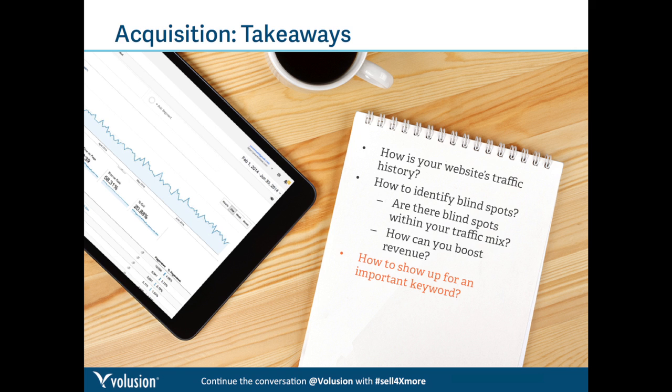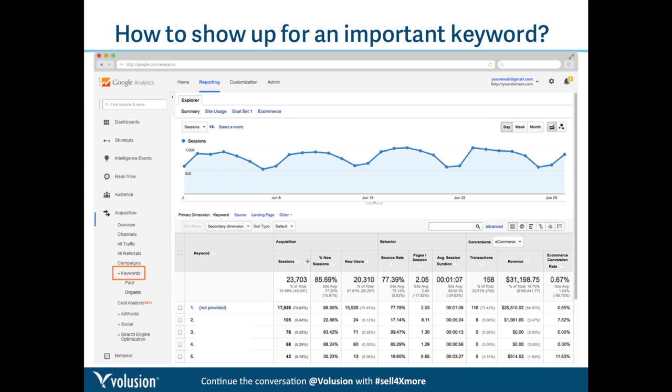And now, moving into our final takeaway, we wanted to go over how to know if it's possible for you to show up for an important keyword. This is another popular question we get from merchants. First, within the acquisition left navigation, scroll down to keywords, expand that out, and click on organic to check the organic keywords currently driving traffic to your website.